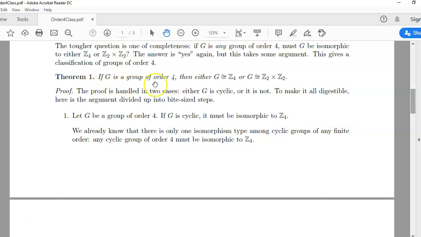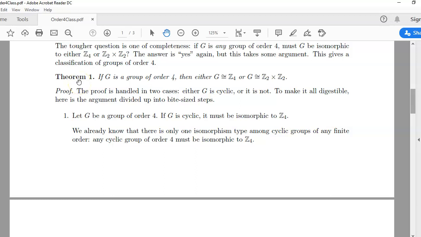Theorem 1. If G is a group of order 4, then either G is Z4 or G is Z2 cross Z2. And that tells me that I've got everybody, because if you take any group ever, it's got to be isomorphic to one of those two. Moreover, these two are different from each other, so I have completely classified groups of order 4 as soon as I prove that theorem. Let's prove the theorem.